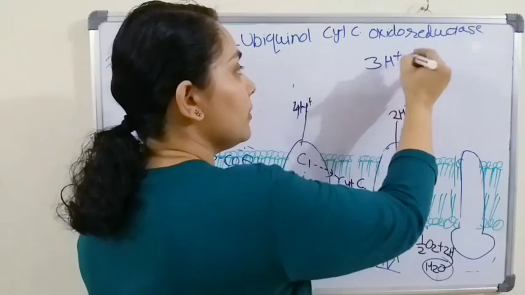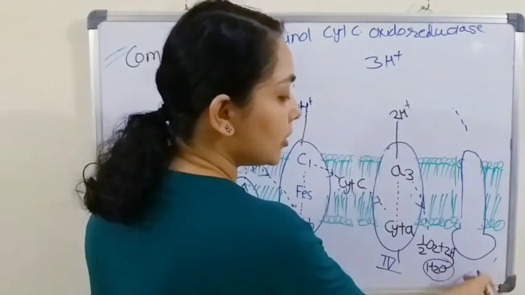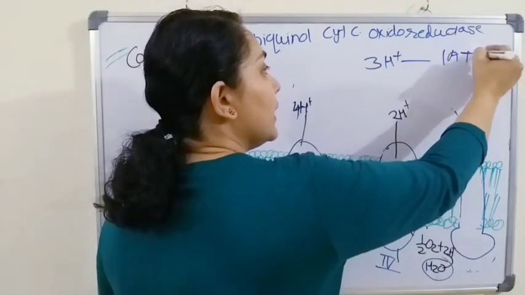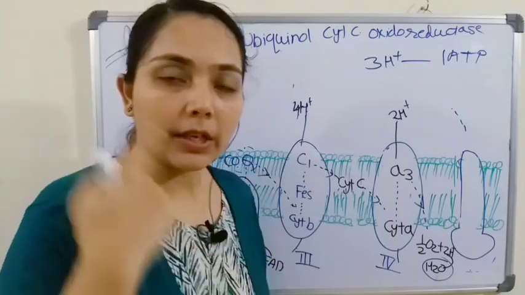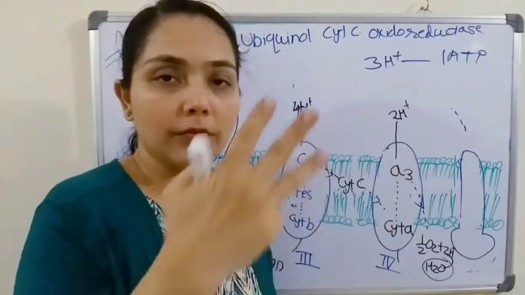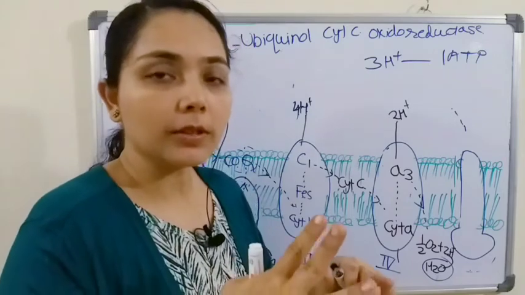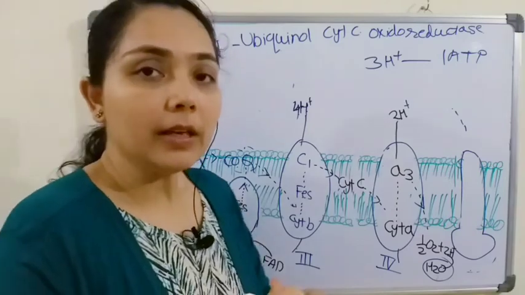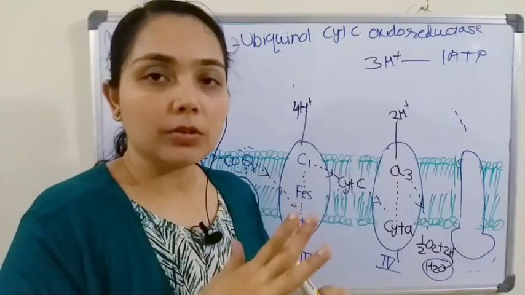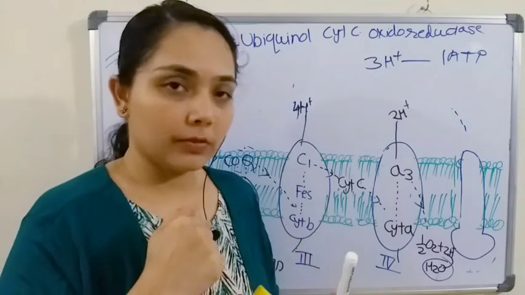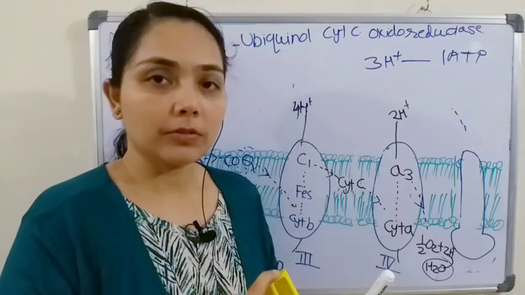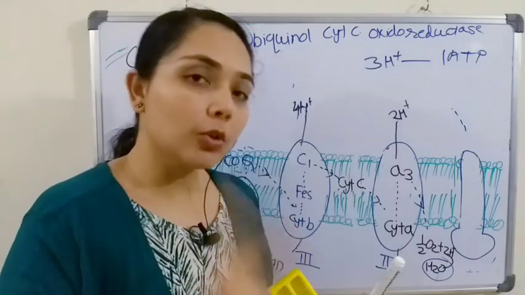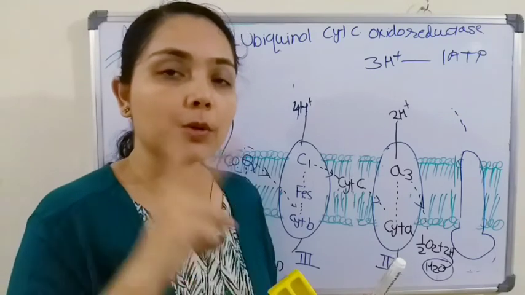When 3 protons pump from the intermembrane space to the matrix region, there is a generation of 1 ATP. So for generating 1 ATP, we need 3 protons. Now let us see how NADH and FADH2 will produce the energy. We know that 1 molecule of NADH will produce 3 ATP, and 1 molecule of FADH2 will produce 2 ATP.